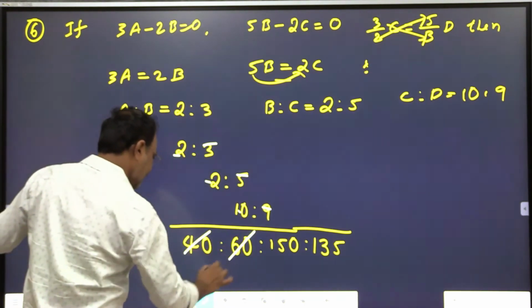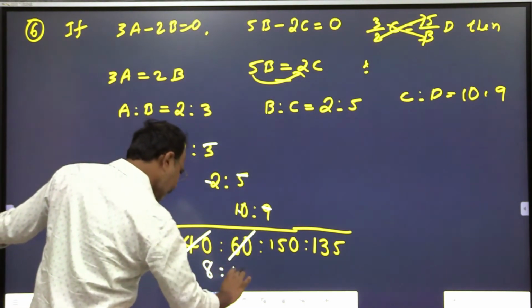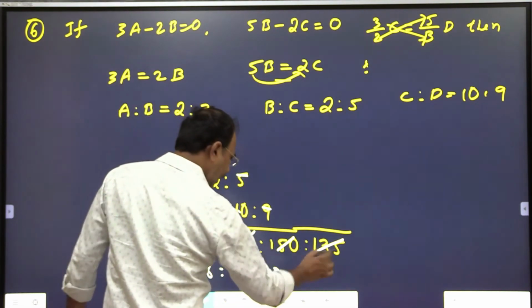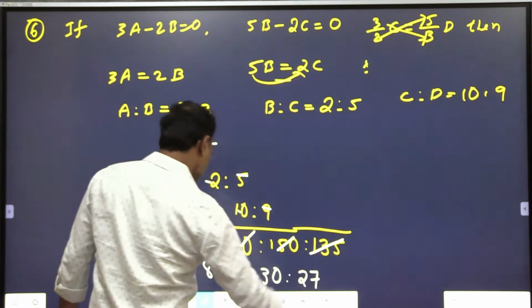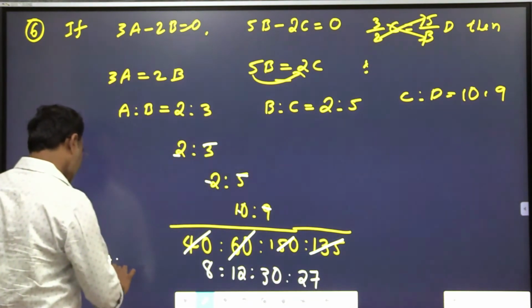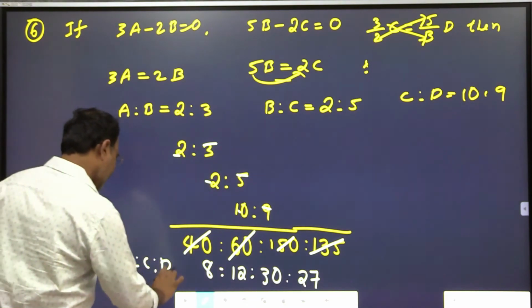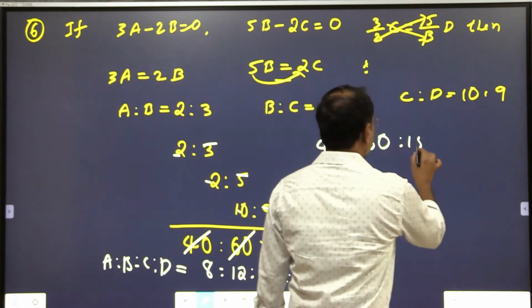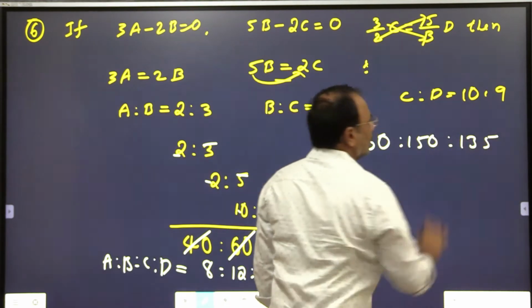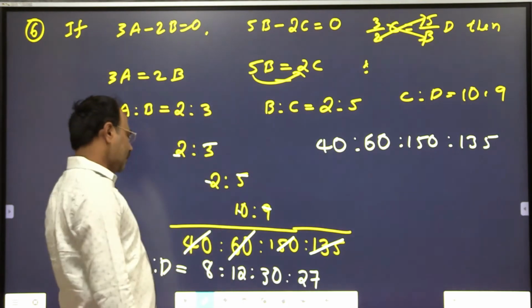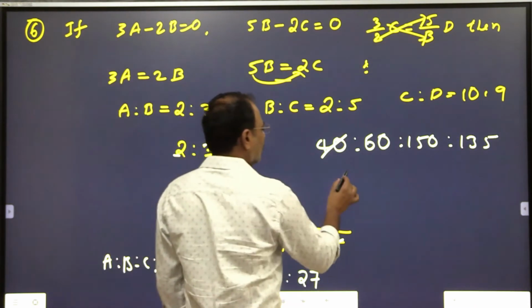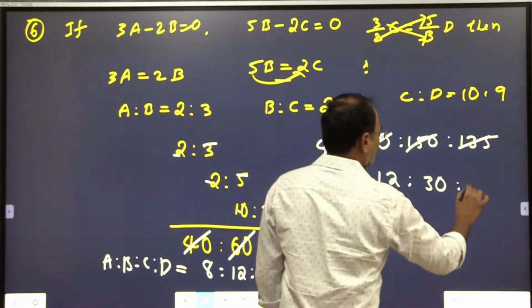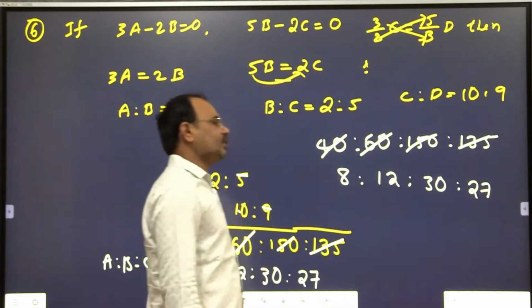So 5 తో క్యాన్సిల్ చేయండి. 5 8s 40, 5 12s 60, 5 30s 150, 5 27s 135. This is A is to B is to C is to D. ఏమొచ్చింది మనకు 40 is to 60 is to 150 is to 135 వచ్చింది. సో దీన్ని సింప్లిఫై చేయండి. కామన్ ఫ్యాక్టర్ 5 ఉంది కాబట్టి 5తో క్యాన్సిల్ చేస్తే 8, 12, 30, 27. So this is A is to B is to C is to D.